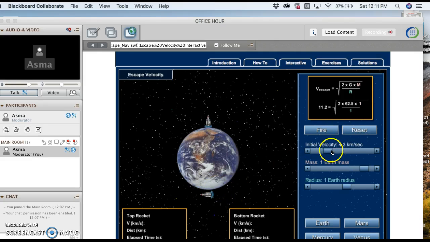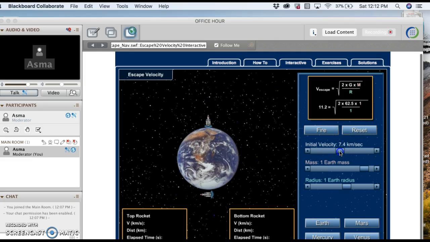I'm gonna reset and make more velocity, like 7, all right? And then I'm gonna fire. They're gonna go higher in the sky, making more distance here. But again, they're gonna go back to the Earth, all right?